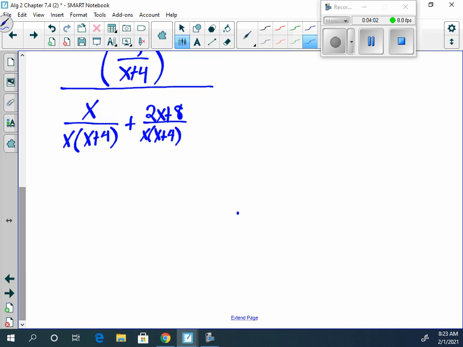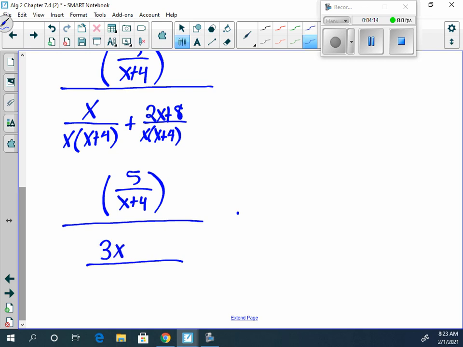Okay. Now we can add the numerators. We still have 5 over x plus 4. On the bottom, x plus 2x would be 3x plus 8, over x times x plus 4. So we were able to add those numerators together. Now we have one fraction on top and one fraction on bottom.